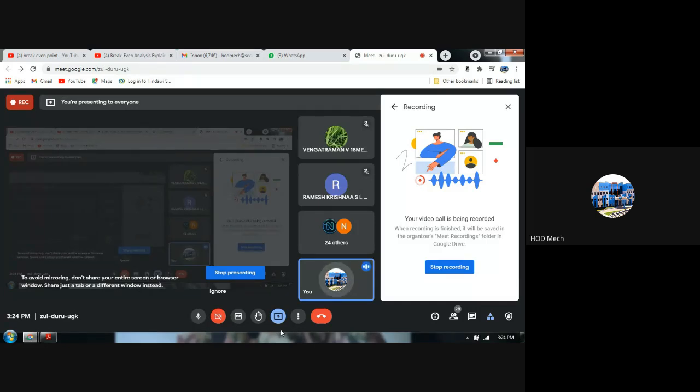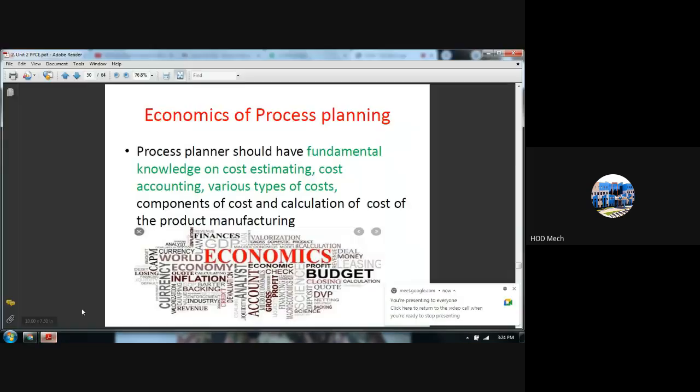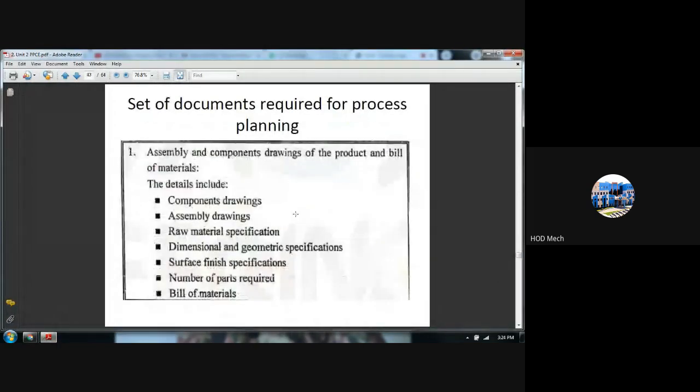In last class, we had a few discussions on the set of documents a process engineer should have in their hands. As a process engineer, what you should be having to have a complete set of analysis at your end.